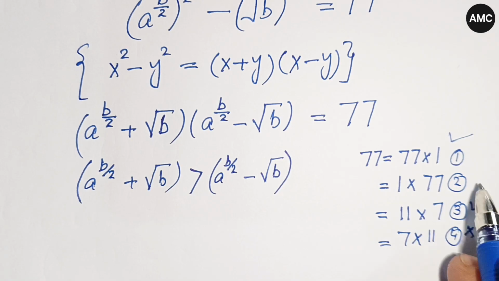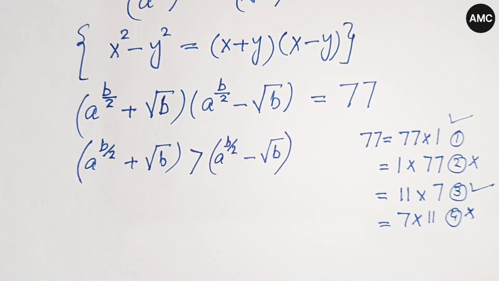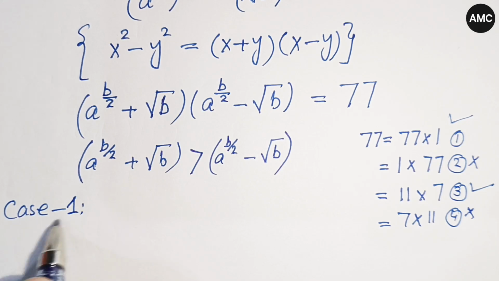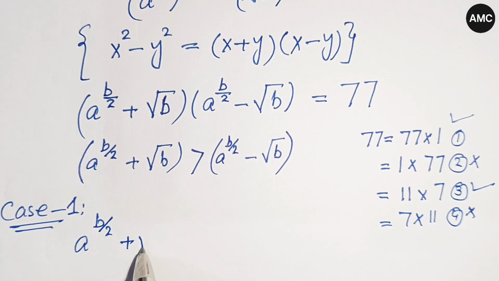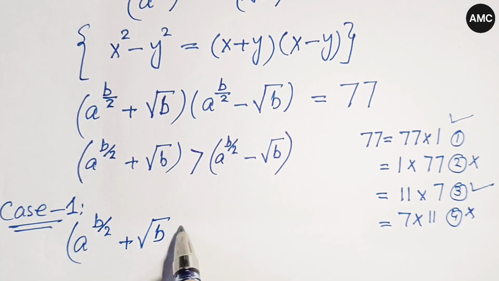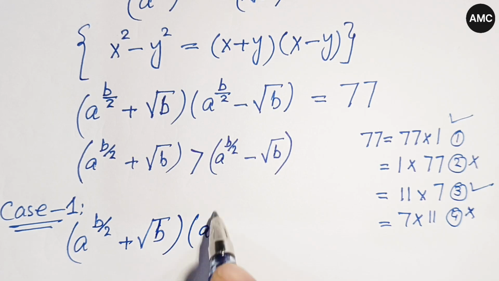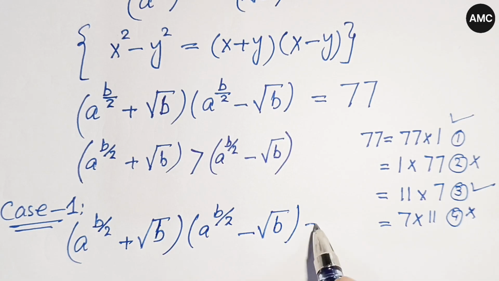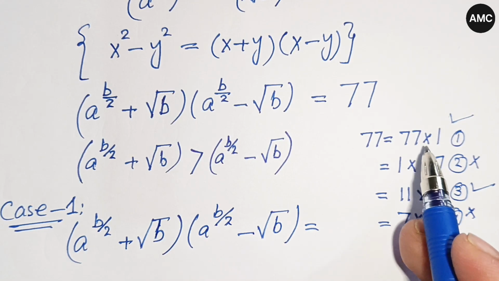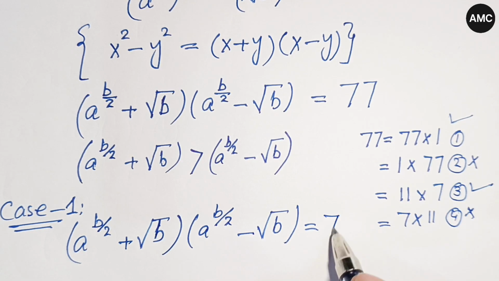Now rejecting these two cases, we have only two cases. Our case number 1 is a to the power b over 2 plus square root of b times a to the power b over 2 minus square root of b, that is equal to our first case, 77 multiplied by 1.